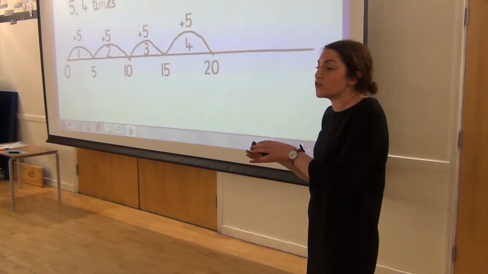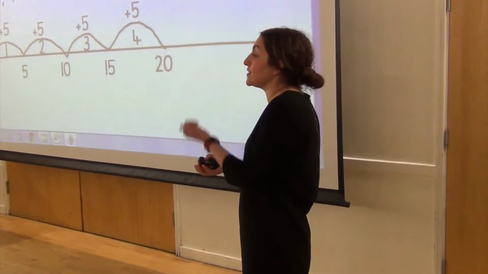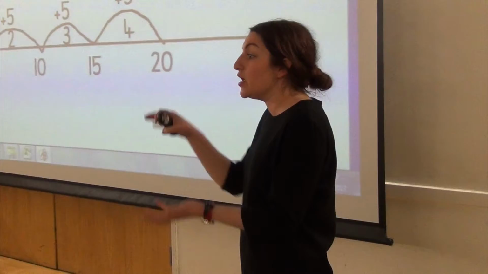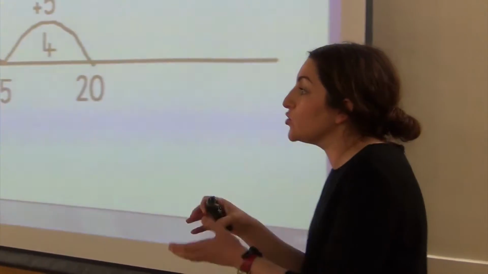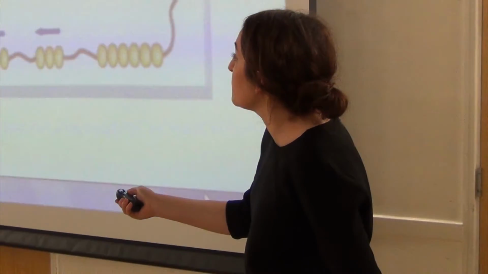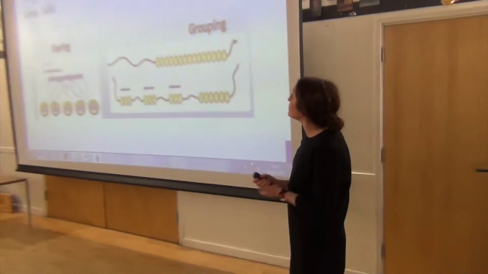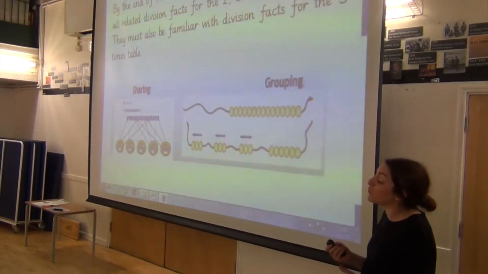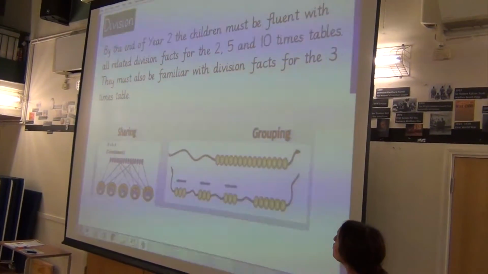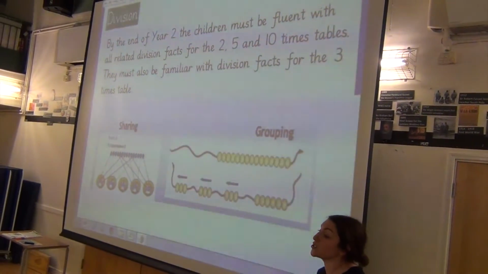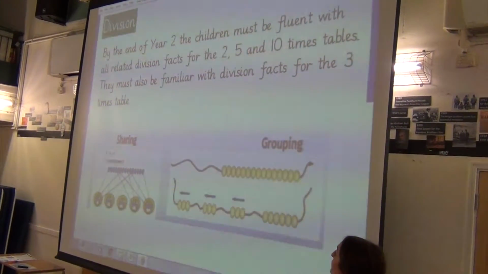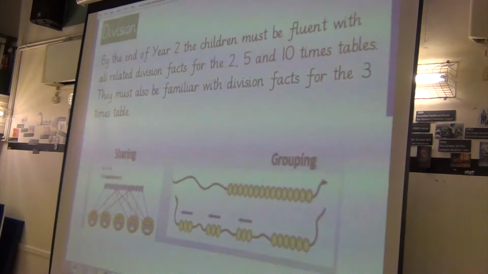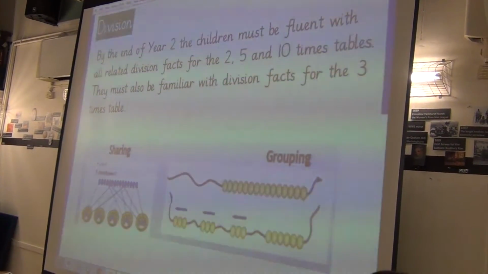And again, I didn't say this for addition, but they do need to know that addition and multiplication are commutative, so it doesn't matter which way round you do them, you still get the same result. Now with division, by the end of Year 2, they must be fluent with all related division facts for the 2, 5 and 10 times tables. They need to know that multiplication and division are the inverse of each other, and they must also be familiar with the division facts for the 3 times table.